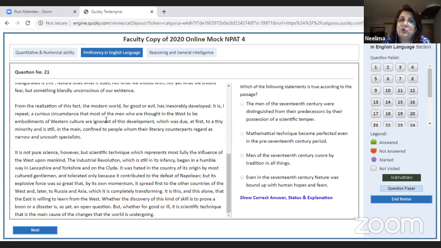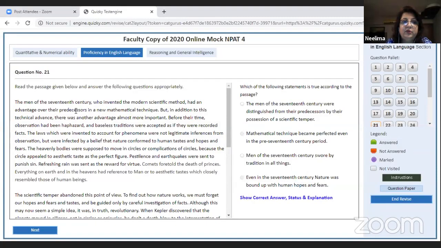This is the way, children, you have to solve an RC. Let's do one more question from this passage. Which of the following statements is true according to the passage? It's a very tricky inference question where you have to validate all 4 statements. The men of the 17th century were distinguished from their predecessors by their possession of a scientific temper. Were they different from their predecessors in terms of science? Yes, it's given in the very first paragraph. The first 3 lines will give you this answer. So we can keep this aside, shortlist this option as an answer and weigh the other options.